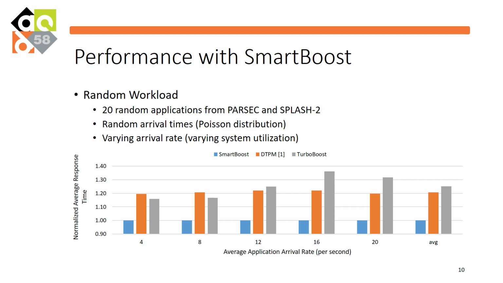Turbo Boost does not at all consider application characteristics, resulting in the lowest performance. DTPM differs from SmartBoost in not considering all 3 relevant metrics, performance, power, temperature, jointly for boosting or throttling. For instance, it only considers the sensitivity of the performance when selecting the application to throttle without taking into account power or temperature. Another advantage of SmartBoost over DTPM is its sensitivity model.